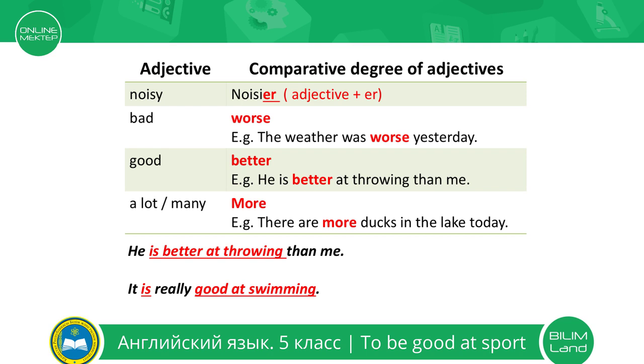Now, be careful, please. Look at these words. Bad, good, a lot, and many. To make comparative degree of these adjectives, we can't apply the same rule. We cannot add suffix er to make comparative degree of these adjectives, because these words are exceptions. So, to make a comparative degree of these adjectives, we will use these words: worse, better, and more. You need to remember them and learn them by heart.